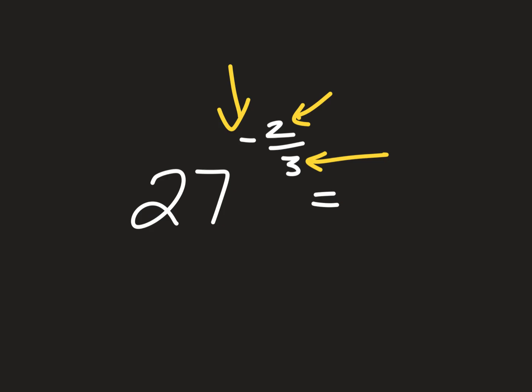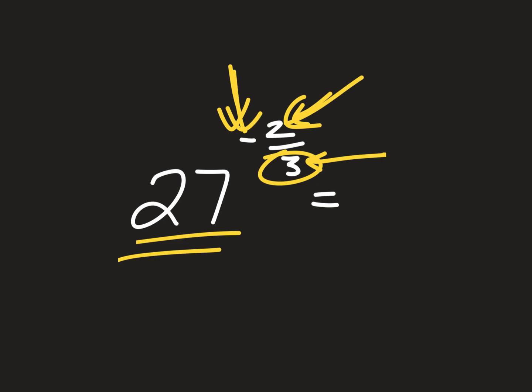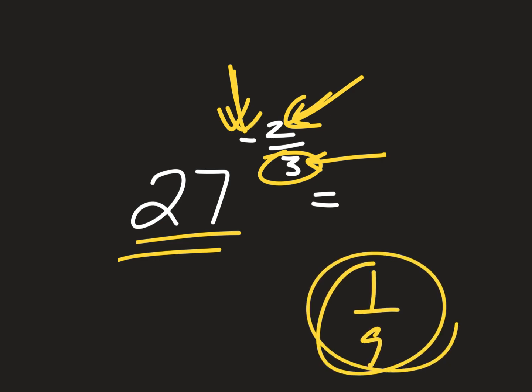Okay. Cube root of 27 is 3. 3 squared is 9. That makes it flip over to be 1/9. Raise your hand if you had 1/9. Okay, awesome. Okay. But what if it was x to the negative 2/3 equals 3? And how do you solve that?